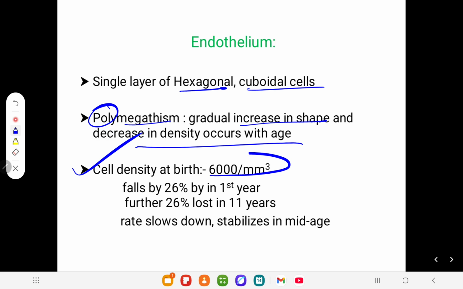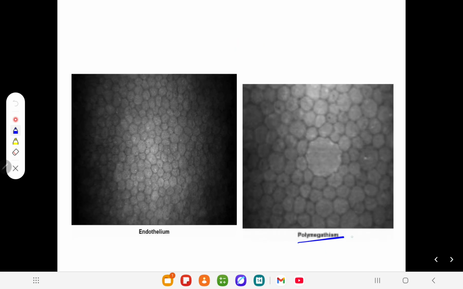At birth, the density is about 6,000 cells per mm cubed, and then it falls 26% in the first year and a further 26% in the following years. The rate of decline slows down and stabilizes in mid-age, but it commonly decreases with time. Polymegathism means you can see cells that are larger than others, because whenever one cell dies, another cell spreads and takes the place of the dead cell. That is the mechanism.